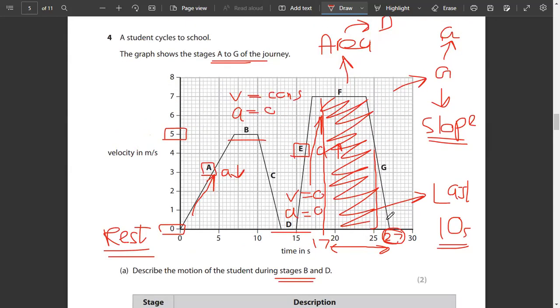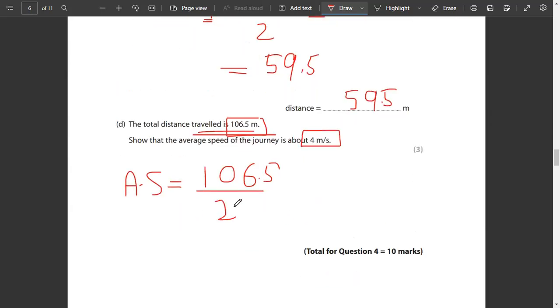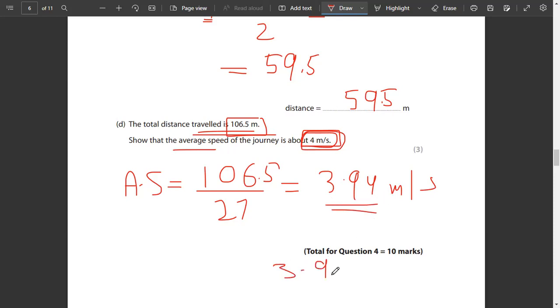27 सेकंड्स लगे ना। ये लाइन कहाँ पे एंड हो रही? 27 सेकंड्स इज द टोटल टाइम फॉर द जर्नी। तो आपकी एवरेज स्पीड जो आ रही है वो है 3.94 मीटर per second, and we had to show that the average speed of the journey is around 4 meter per second. तो हमारा आंसर closer to 4 आ रहा है, 3.94 can be rounded off to 4. So yes, we have proven this.